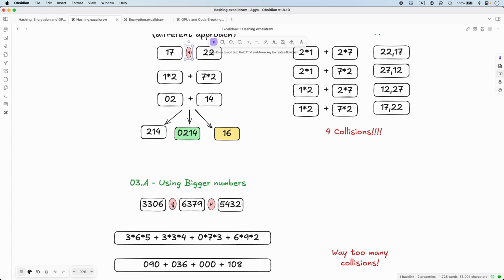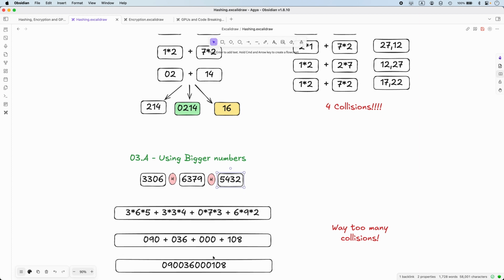Now I'm taking the same approach, denoted by this light orange, reddish color, as the operation with 3 numbers. In this case, all the 3 numbers are 4-digit numbers. I'm going to multiply the first digit of each number and concatenate the results in the end. So 3 into 6 into 5, 3 into 3 into 4, 0 into 7 into 3, and 6 into 9 into 2.